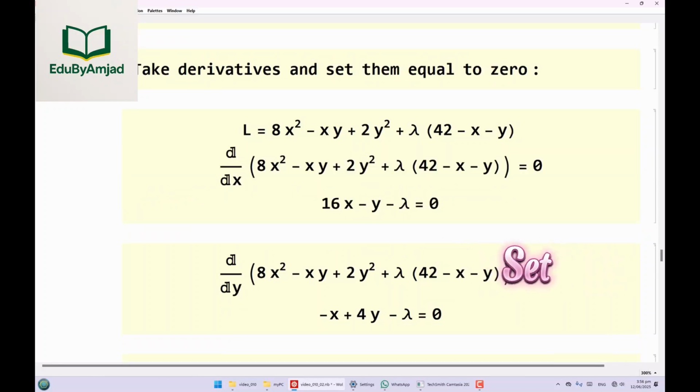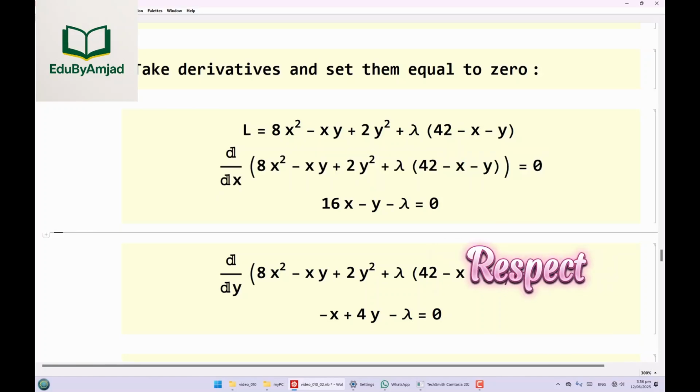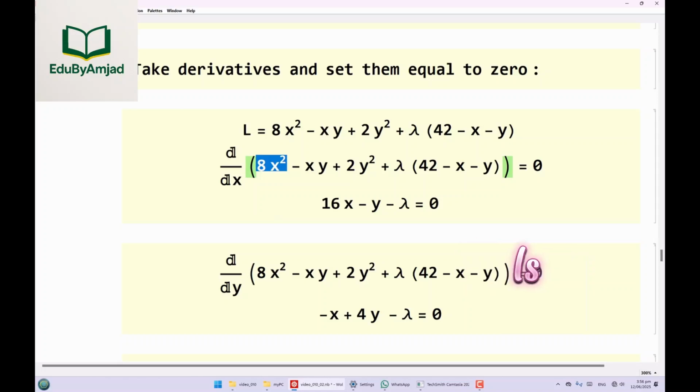Take derivatives and set them equal to 0. First, take the derivative with respect to x. The derivative of 8x squared is 16x. Minus xy gives minus y. And minus lambda x gives minus lambda.